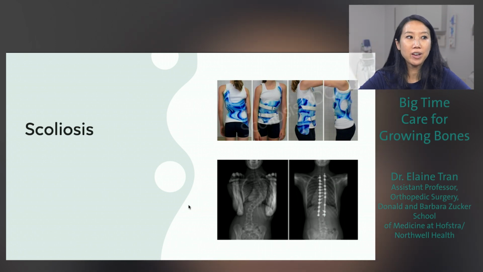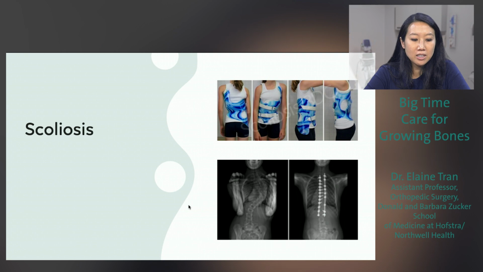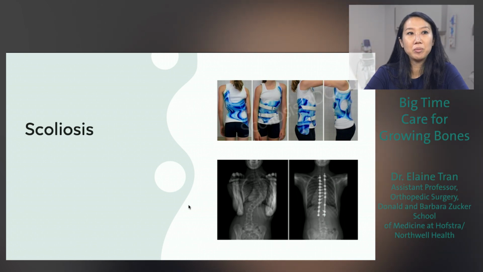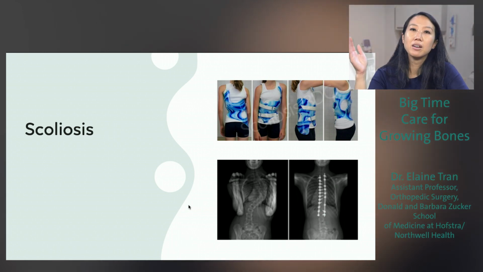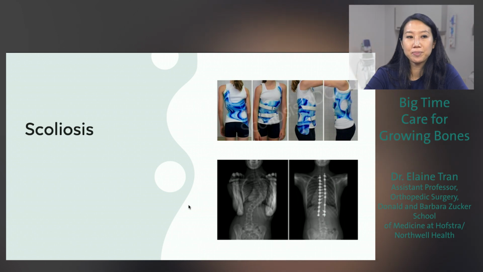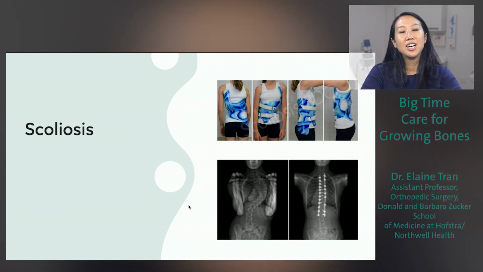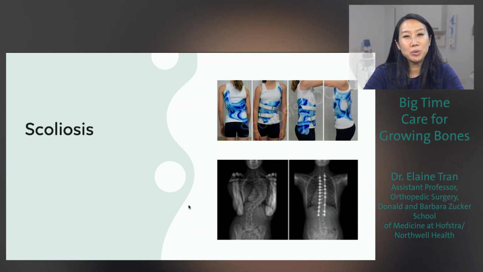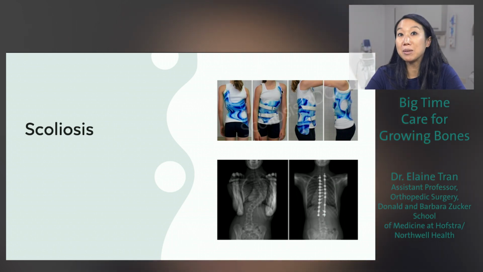If your curve was 25 to 40 degrees, and you're done growing, then we would typically just watch you, because we don't tend to see these curves get bigger even when you're done growing. Now around that 45, 50 range, that is when we would talk about surgical intervention. So, sorry, on the top picture here, this is an example of a brace. There are different types of braces that can be used for scoliosis, but this is just one of them.